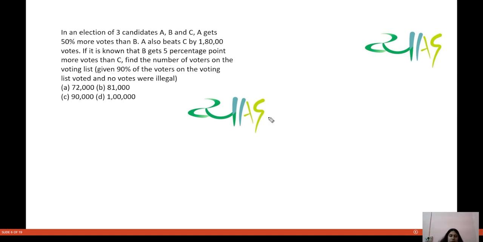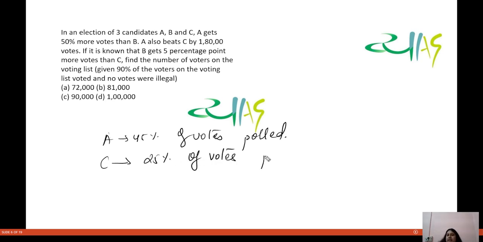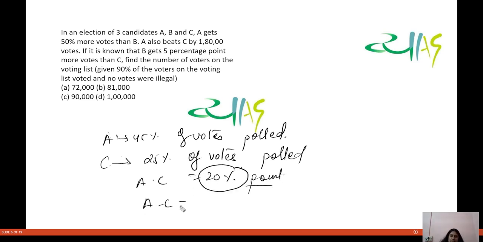So now you know that A got 45% of the total votes polled and C got 25% of the votes polled. So what is the difference between A and C? It is a 20 percentage point difference, and this 20 percentage point difference is how much? 1,80,000. So 20 percent is 1,80,000.